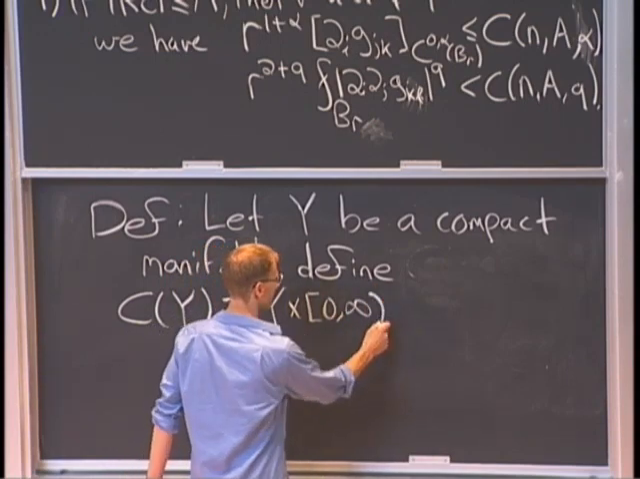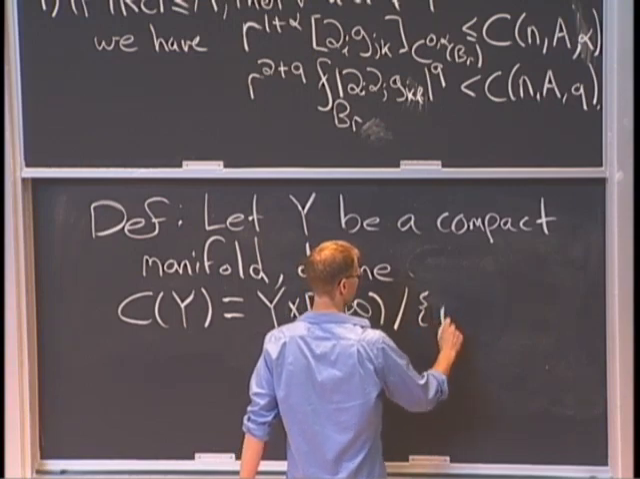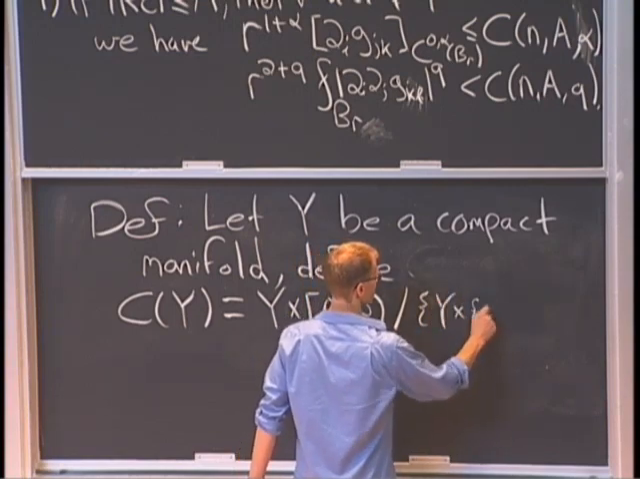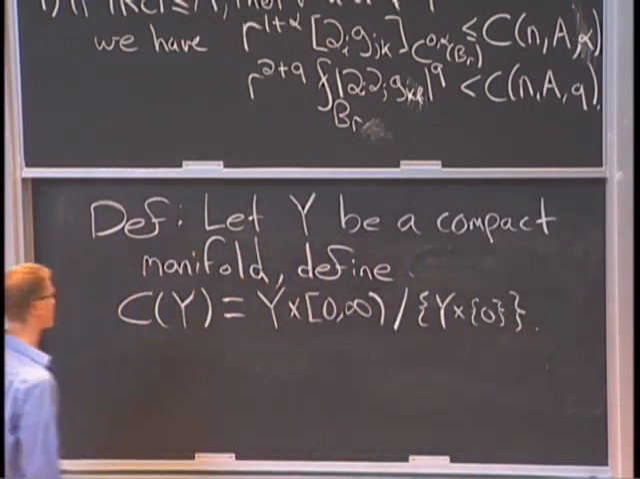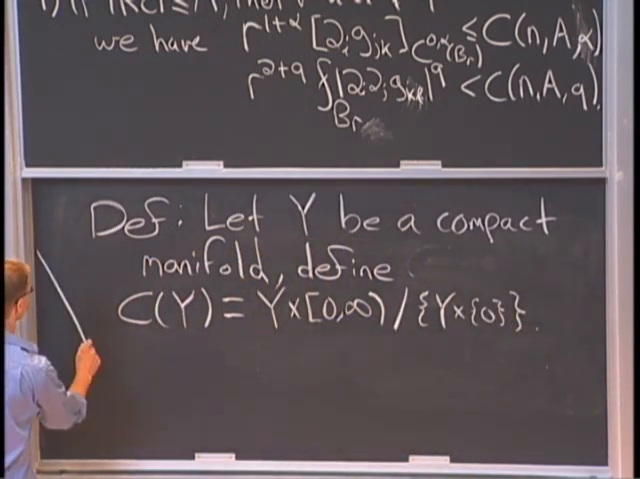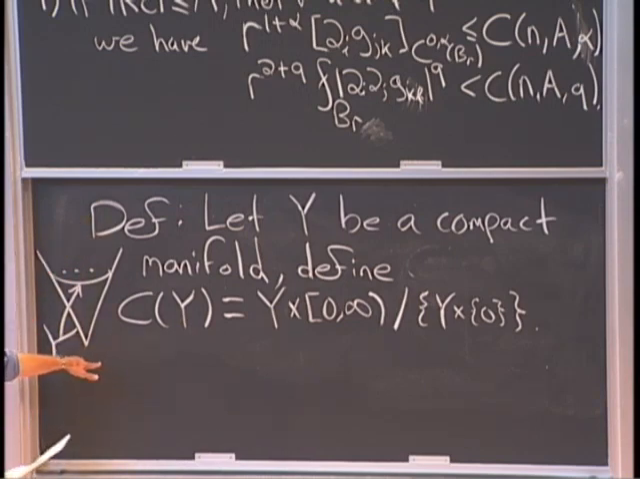And then we mod out by Y cross 0. This isn't anything complicated. That just means this here is our Y, and we take the product with an interval, 0 to infinity, but then we take that 0 and crunch it up to a point. So this is the topological cone, the same definition as the cone space in topology.